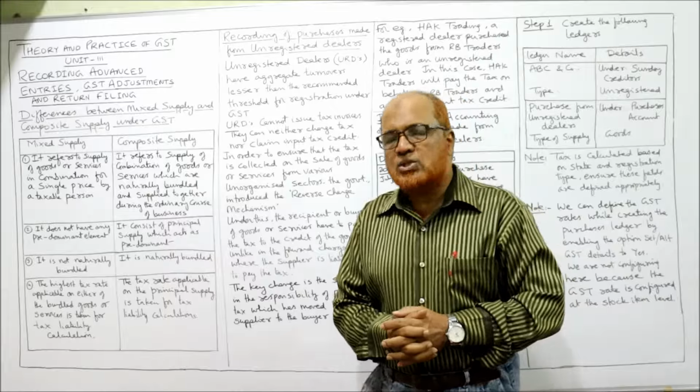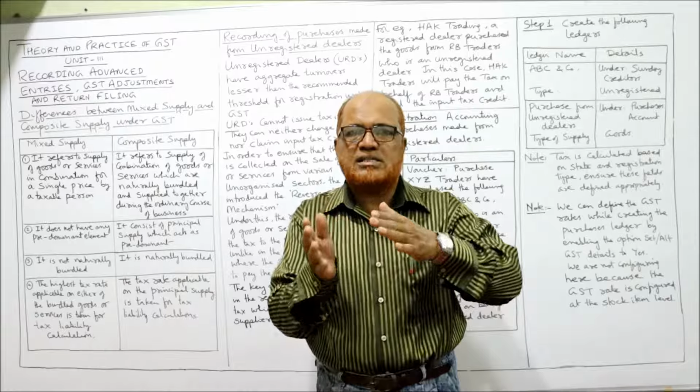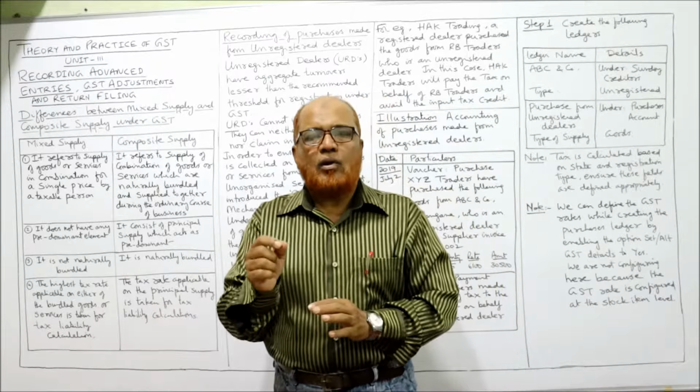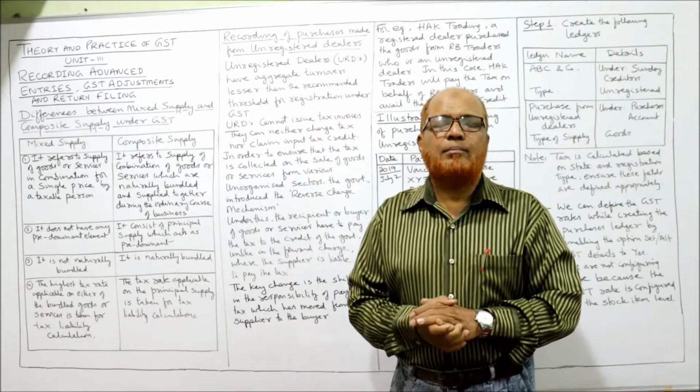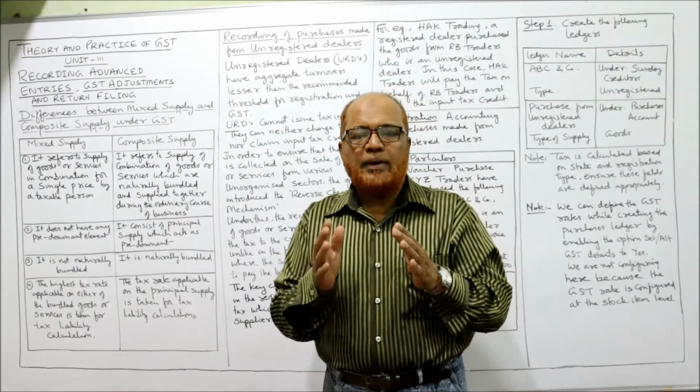The first one, which is very frequently asked in examination, is the differences between mixed supply and composite supply. And secondly, recording of purchases made from unregistered dealer. So how to make the accounting entries, how to record the transaction when purchases are made from an unregistered dealer, that's what I'm going to explain to you. Before starting the differences and the recording of purchases, take a screenshot of the points which I have written on the board.